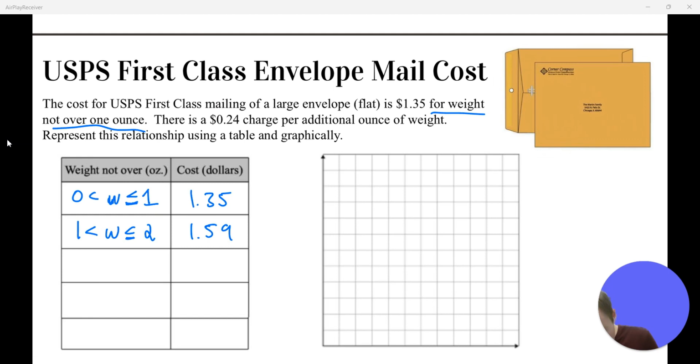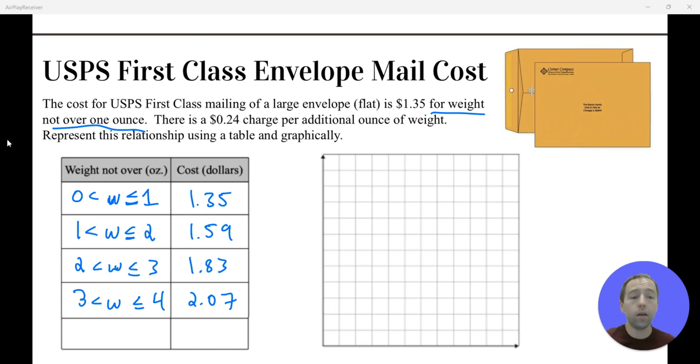So if we just continue this pattern, we'll go from 2 until we get to 3. And we add 24 cents, and we've got $1.83, and the pattern goes on. So you get the idea. I'll just fill in this one last row right here. If we add 24 cents to that, we end up getting $2.07, and the pattern goes on.